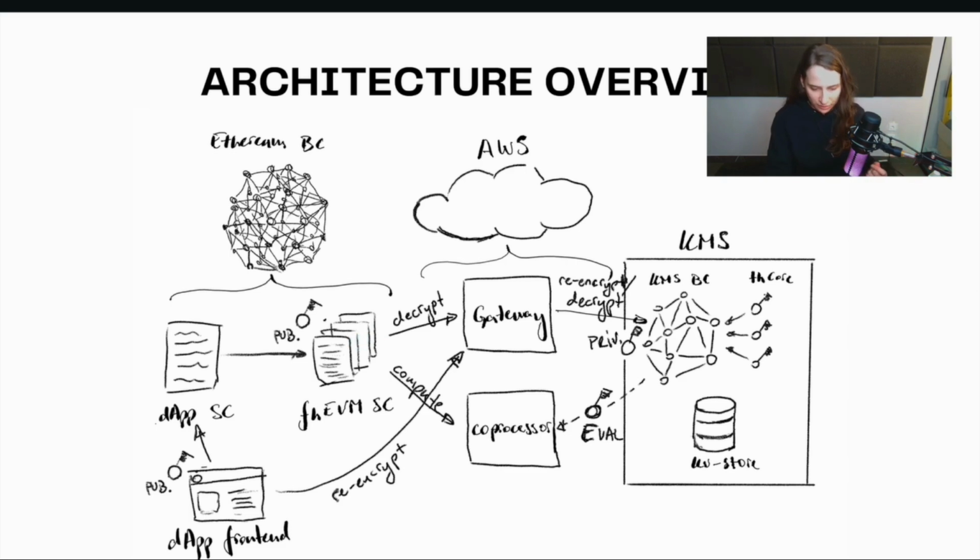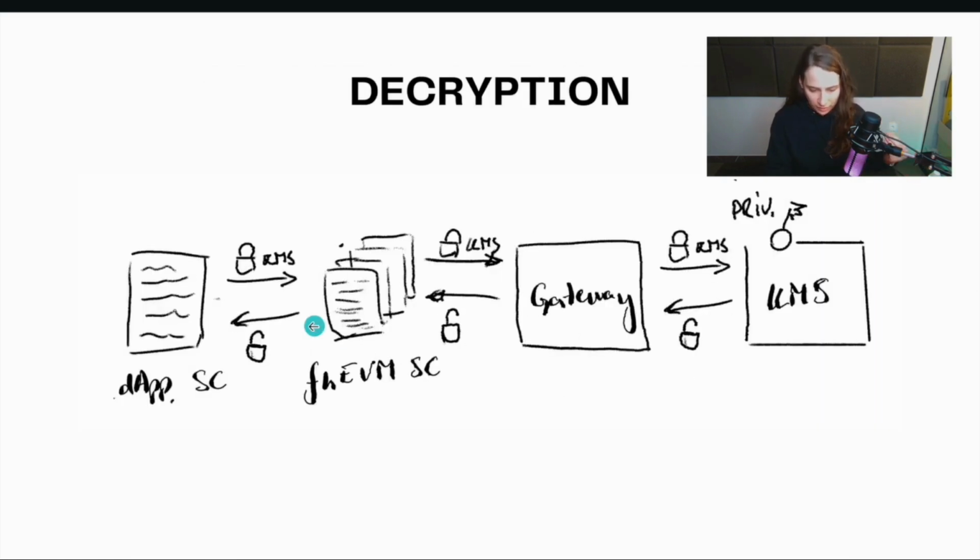This flow would go something like this. In the app smart contract, we basically have encrypted information. It goes to the FHEVM smart contract, the gateway smart contract, and the gateway on AWS. It relays to the KMS and sends it all back, all basically decrypted and publicly available.